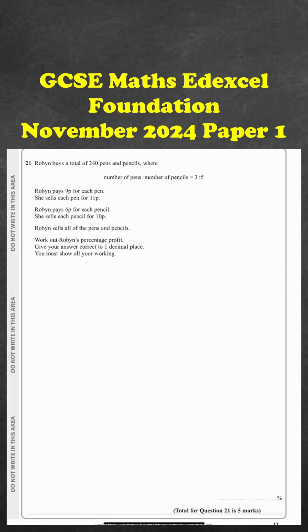So, what we're going to do first, number of pens, number of pencils, ratio 3 to 5. This is the same as saying 3 eighths, as 3 and 5 is 8, is pens, and 5 eighths is pencils. So, pens are 3 eighths of 240. 240 times 3 divided by 8 is 90. So we've got 90 pens. And then pencils is going to be 5 eighths of 240, which is 150. Okay. So we are told she sells all the pens and pencils, which is great for us.